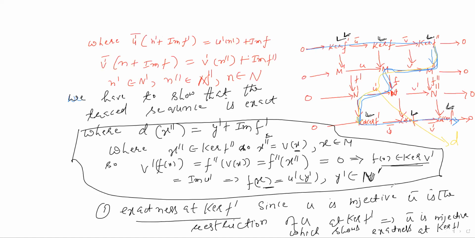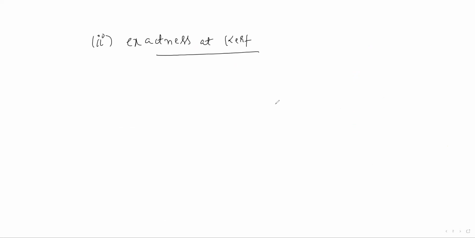Now second, exactness at kernel f. Means what? We have to show that image of u bar is same as kernel of v bar. Okay. So to show that image of u bar is same as kernel of v bar.